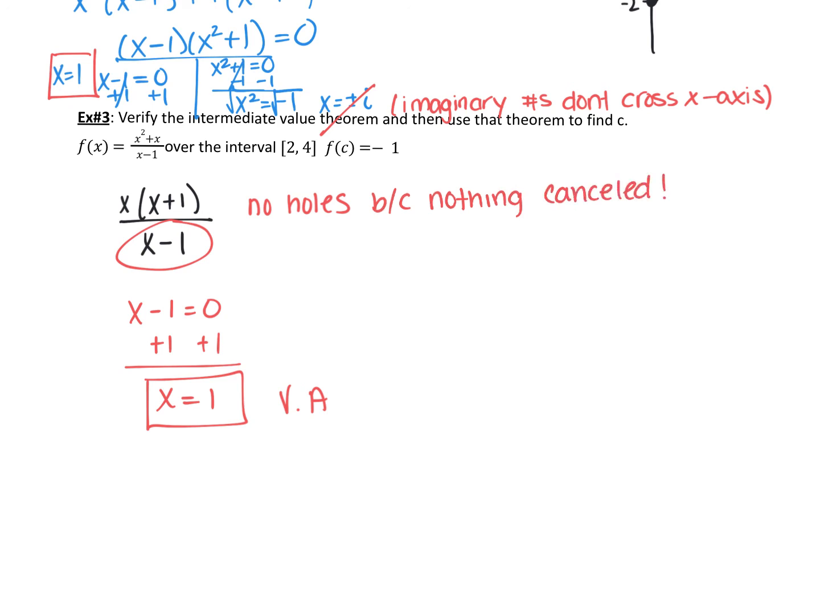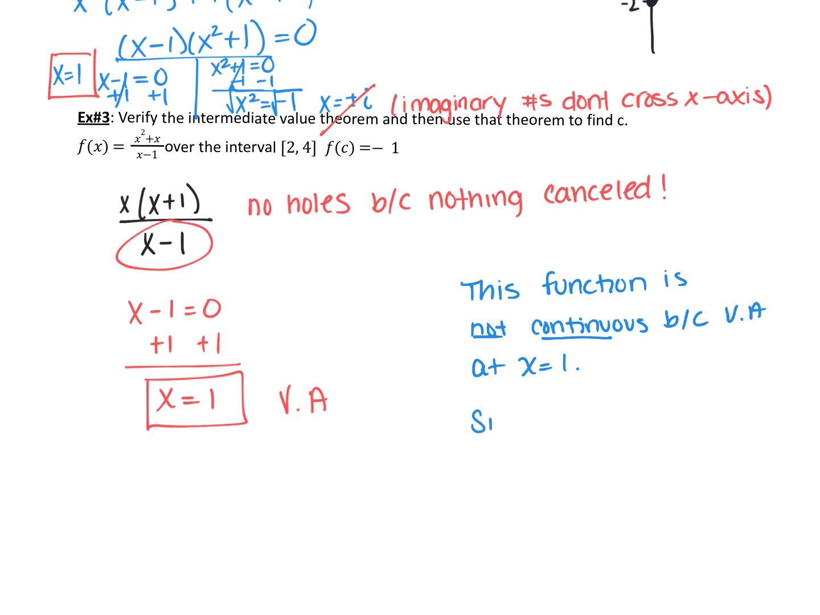And since there was something in the denominator, this is where the function is undefined, and that undefined value is a vertical asymptote. So what that means is that this function is not continuous. And you can say because of the vertical asymptote at x equals 1. So since the function is not continuous, the intermediate value theorem does not apply. And that's it, that's your answer.